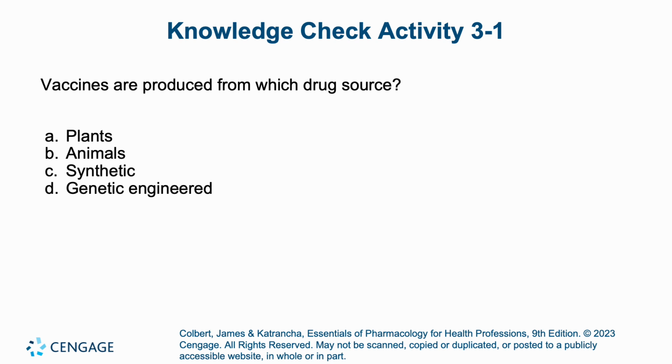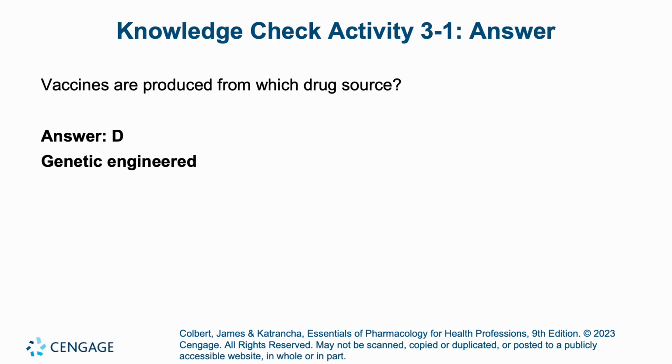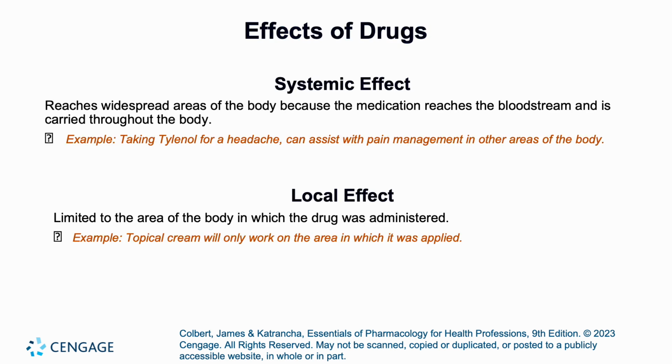Knowledge check. Vaccines are produced from which drug source? A, plants, B, animals, C, synthetic, or D, genetic engineered? And the answer is D, genetic engineered.